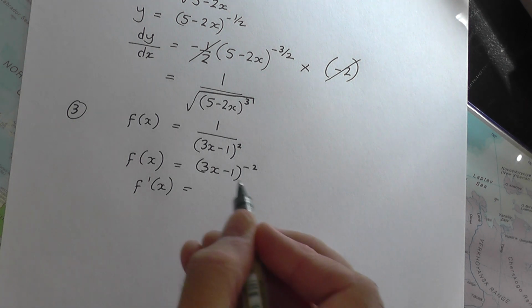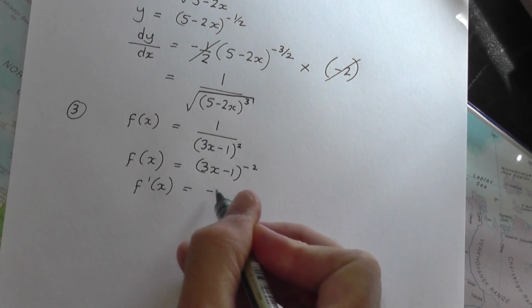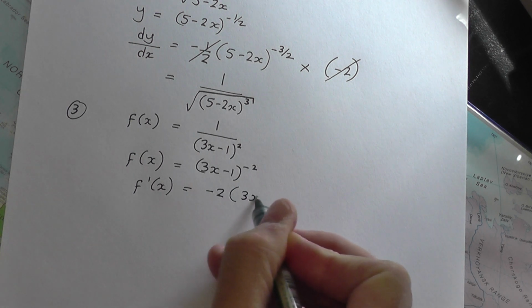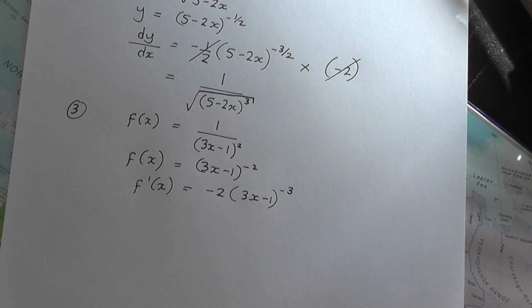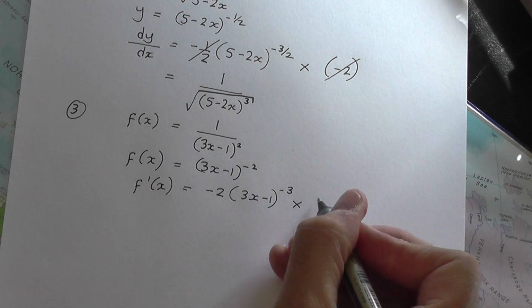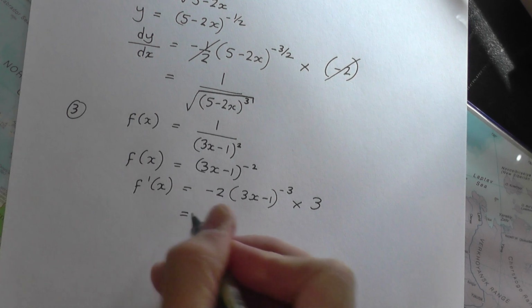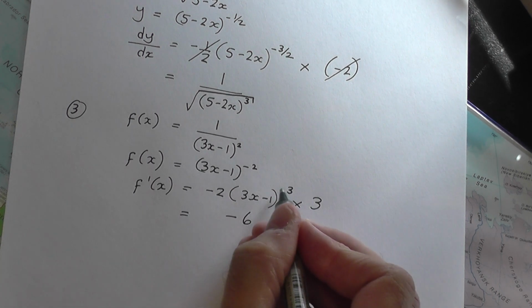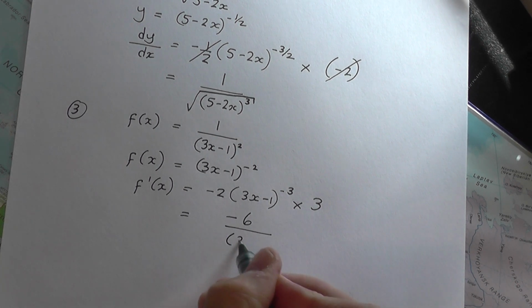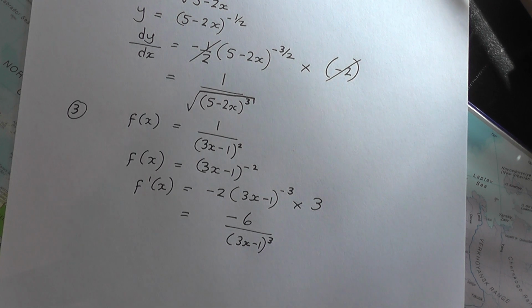What we're going to do now is power to the front, minus 2 to the front. 3x minus 1, power goes down by 1 to minus 3. And then you multiply by, differentiate 3x minus 1, you get 3, and you multiply by 3. So what does this give? Minus 2 times 3 is minus 6. This thing to a negative 3 means you've got 3x minus 1 all cubed on the bottom line. And there's your final answer.